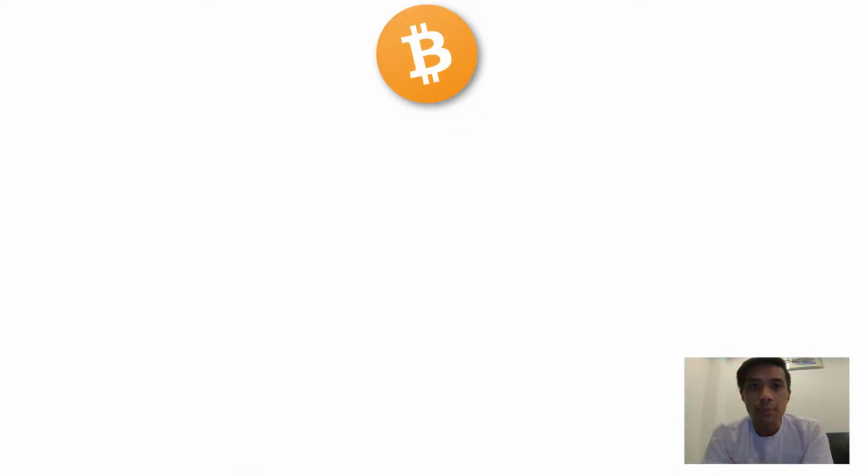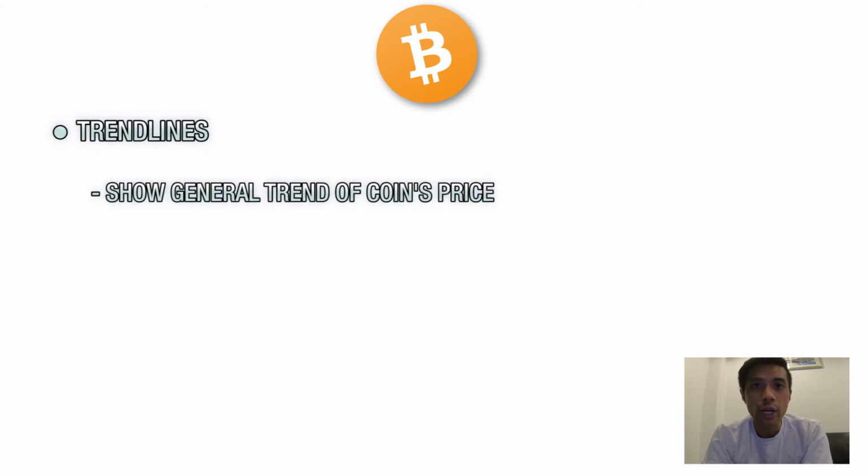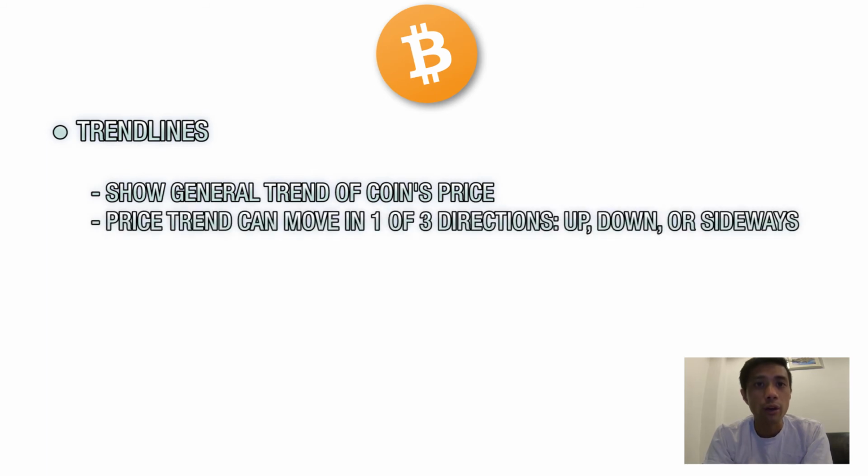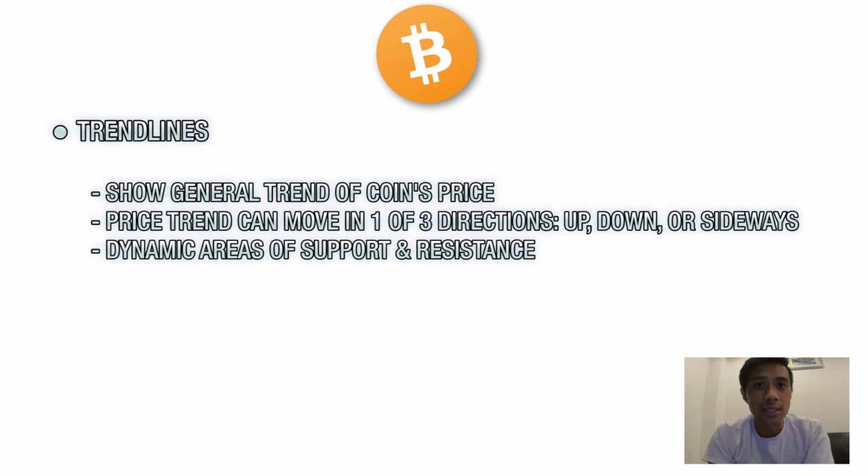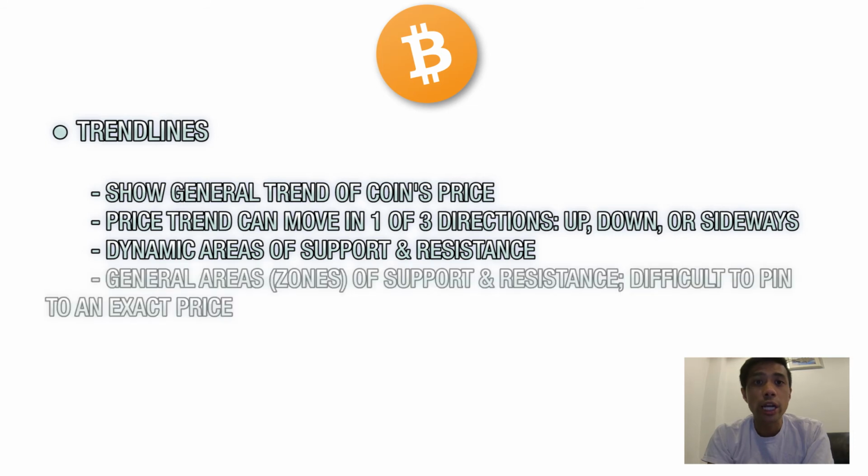The last concept I'd like to cover in this video is a tool called a trendline. As its name implies, trendlines show the general trend of a particular coin's price. A coin's price trend can move in one of three different directions: up, down, or sideways. You can think of trend lines as sort of dynamic areas of support and resistance, which will make more sense once we look at the charts. Again, these are general areas or zones of support and resistance, and are difficult to pin to an exact price.